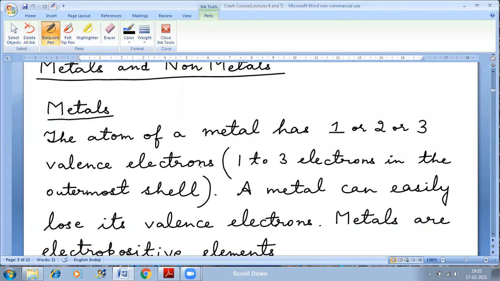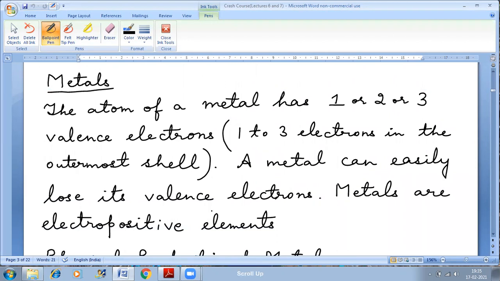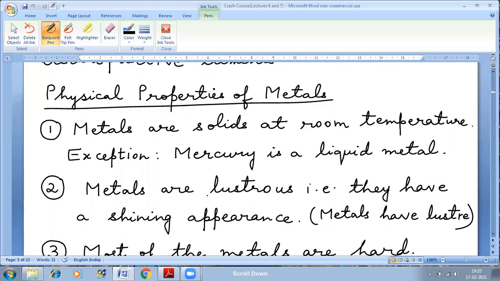Okay, so basic properties of metals. These are the physical properties of metals. Most of the metals are solids at room temperature. Mercury is a liquid metal, so mercury can be treated as an exception.